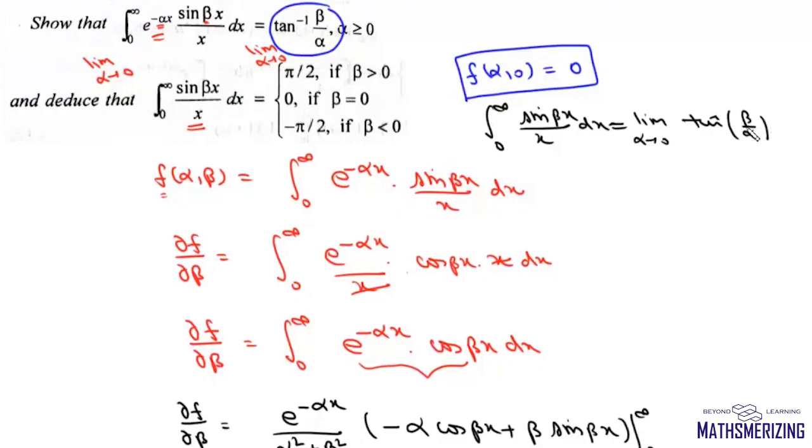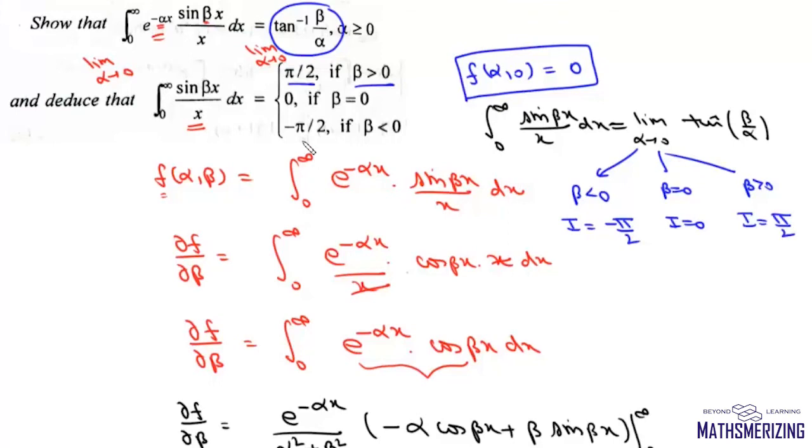Now the value of this limit will depend on beta. If beta is less than 0, it will be tan inverse minus infinity, and tan inverse minus infinity will be minus pi by 2. In that case, the value of this integral will be minus pi by 2. Now if beta is 0, in that case it will be tan inverse 0, that is, the value of this integral will be 0. And if beta is greater than 0, it will be tan inverse plus infinity. Then the value of this integral will be plus pi by 2. So this integral from 0 to infinity sine beta x upon x dx will be pi by 2 if beta is positive, minus pi by 2 if beta is negative, and will be 0 if beta is 0.